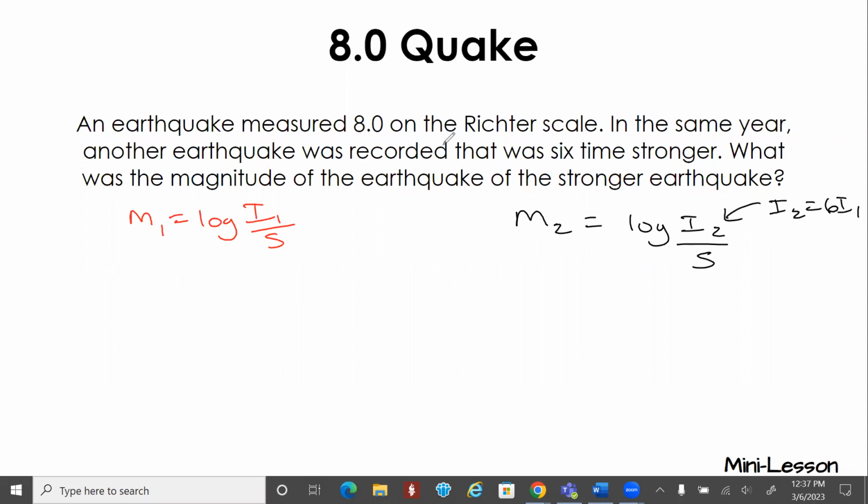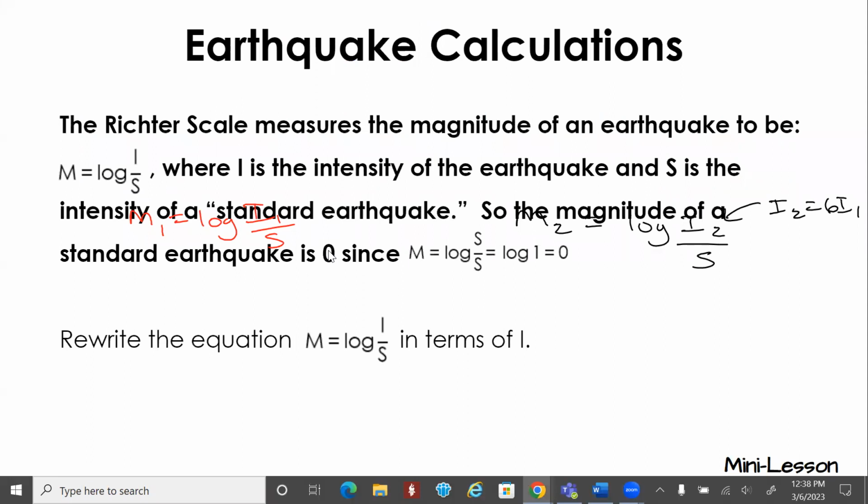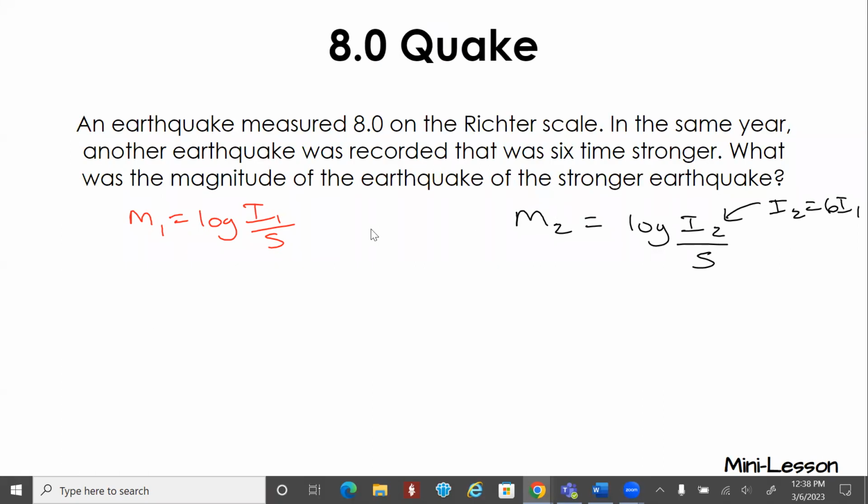S represents the standard intensity of an earthquake. So like on that previous page, it says S is the intensity of the standard earthquake. On the right-hand side, it says I sub 2 equals 6 times I sub 1.